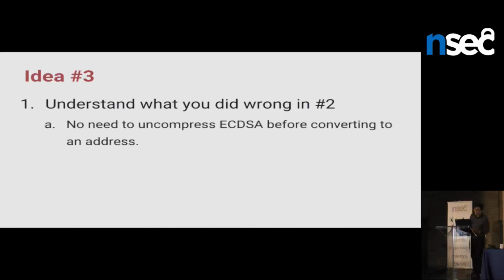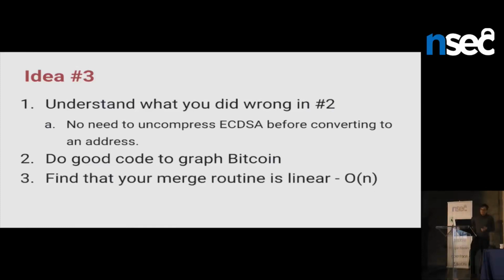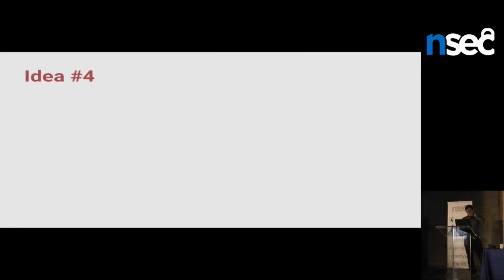Idea number three: understand what you're doing wrong in number two. In fact, before converting it to a hash 160, you don't have to compress the public key. And I wrote good code to crawl the Bitcoin blockchain: object-oriented, linked list, Python, clean and understandable. It was my best 100 lines of code ever. Everything was clear and easy to follow. Then find that your merge routine is linear. I would still be crawling by now if I hadn't stopped this program. It would have worked, but I wouldn't be able to present today. So again, flip tables, idea number four.